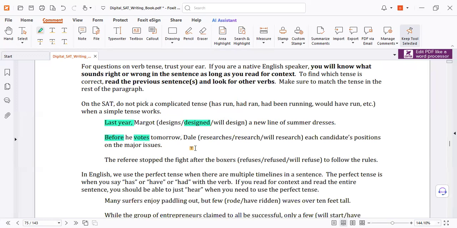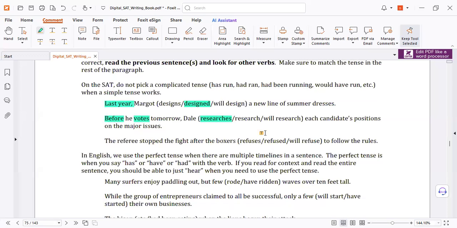So what is the best one? Is it present? Don't guess. Like here, present must be "will research". So the researchers. Wait, why "researches"? So why present simple tense? I thought it was "will research". Here, for the agreement between subject and verb, it does not make sense. So this one is wrong.